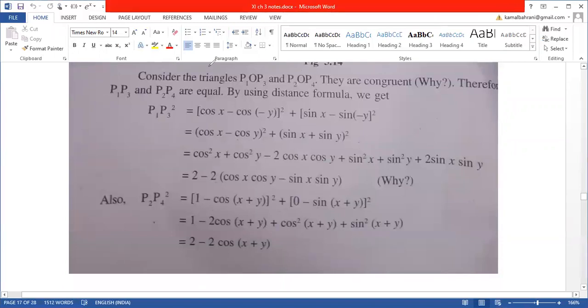We are having P1P3 whole square. Why have we taken the whole square? Otherwise a root will come. So (cos x − cos y) whole square plus (sin x − sin y) whole square. Just open the bracket.